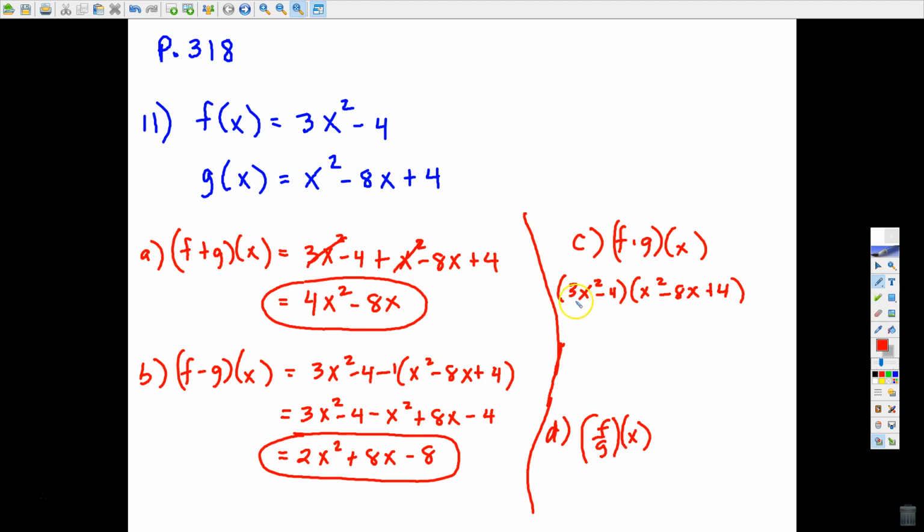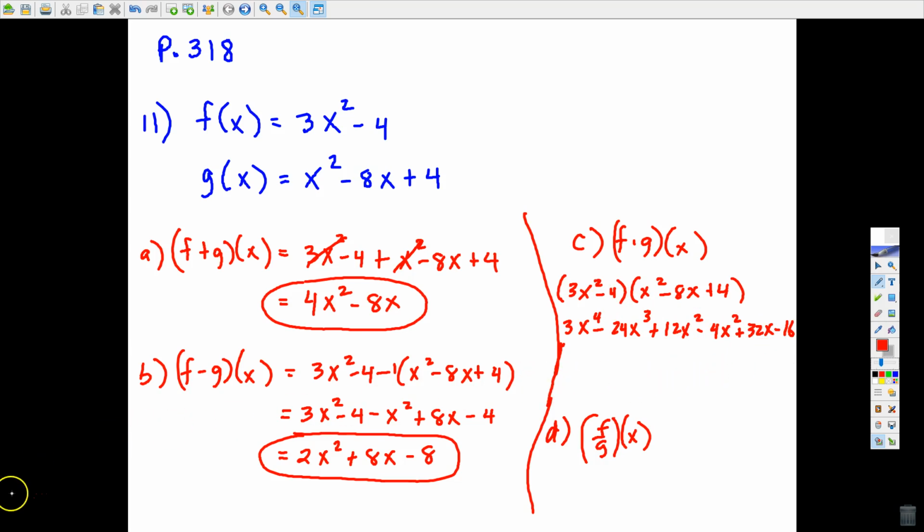But here's the result of distributing 3x squared to each one of these. So that would be 3x to the 4th. And then 3x squared times negative 8x is negative 24x cubed. And then 3x squared times 4 is positive 12x squared. And now I'm going to distribute the negative 4. Negative 4x squared. That would make plus 32x. And then minus 16.